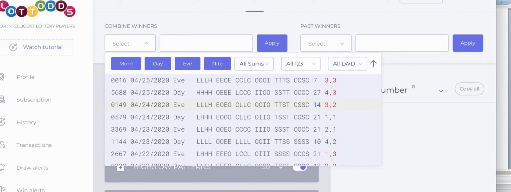So here's a 014, and the 24th came out 0149 with a high-low pattern of low, low, low. That was the Pick 3 low pattern. And then the Pick 4 was the high at the end.